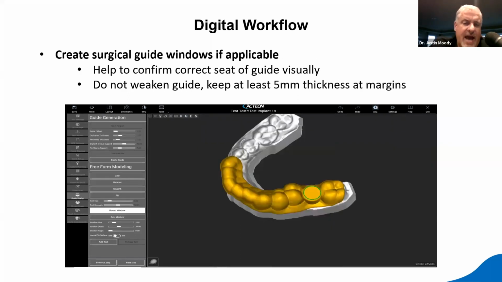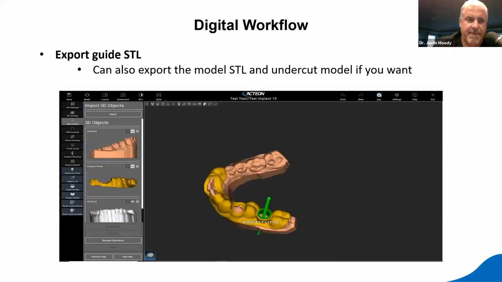Now you can see that the guide has been created from that outline. The opening for the guide sleeve is there. The guide sleeves will literally be placed down in there, and we can make sure that we have an adequate thickness of material. If we make our guides too thin, they tend to break. And if we make them too thick, they tend not to go over the heights of the contours of the teeth and allow you to fully seat.